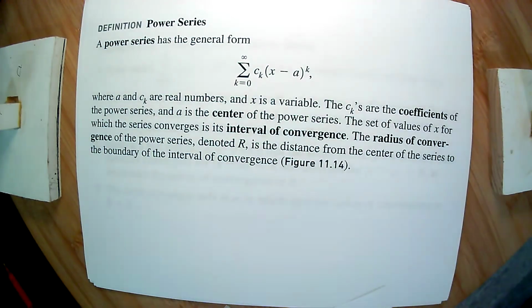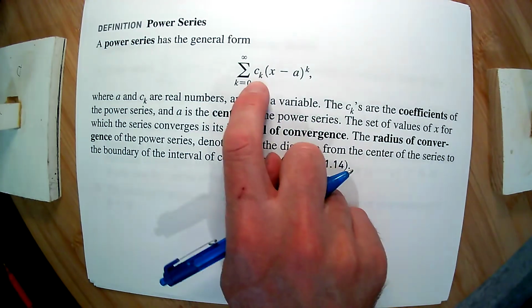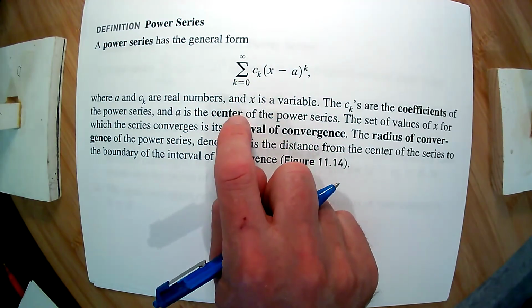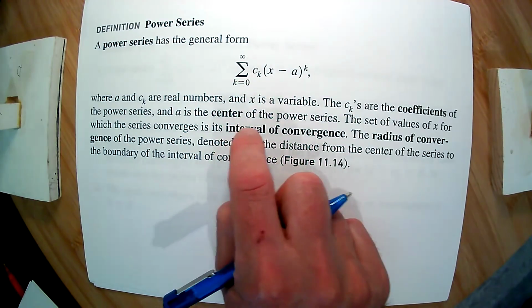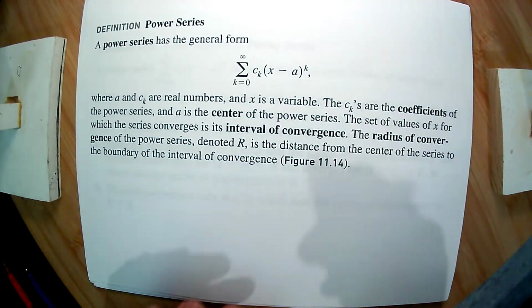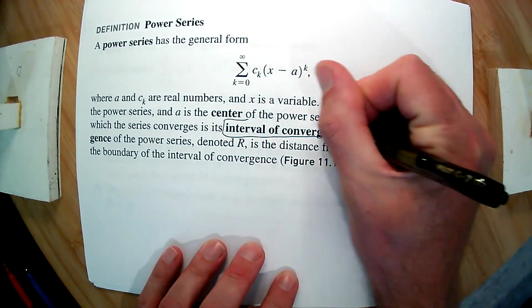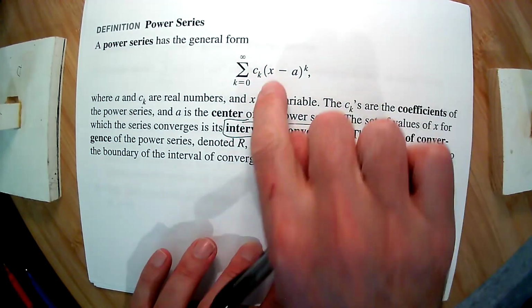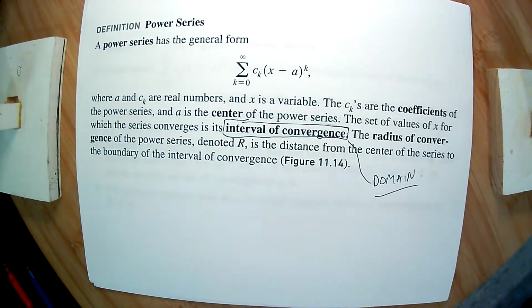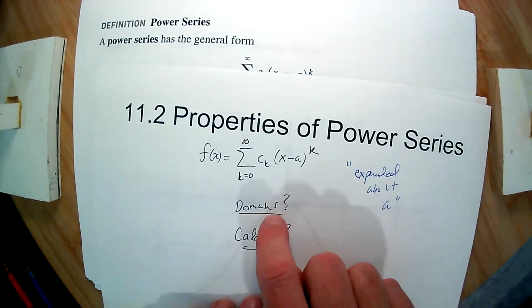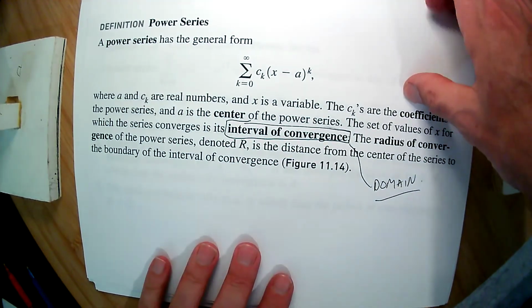Okay. Just to go over this a little bit, again, this is a definition of what a power series looks like. It's a function whose rule looks like that. Again, the c_k's are the coefficients, a is the center, and this interval of convergence is what we can think of as the domain. It's all the x values where the series converges, where the rule makes sense. And what we're going to be interested in is how do I find the domain, and then how do I do calculus on these things? What can I do with it?